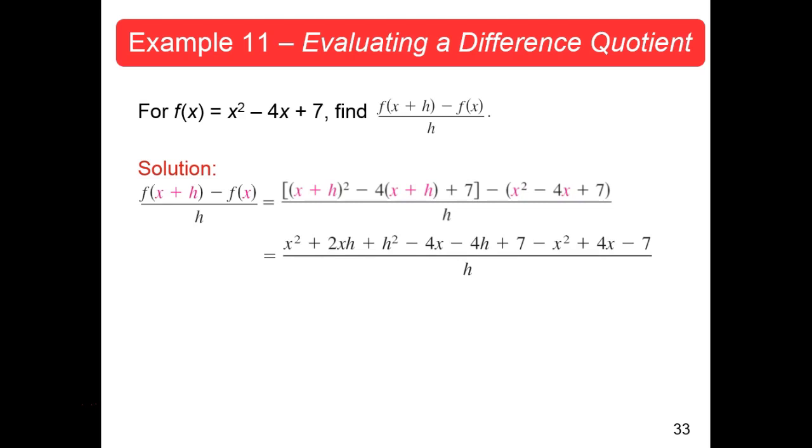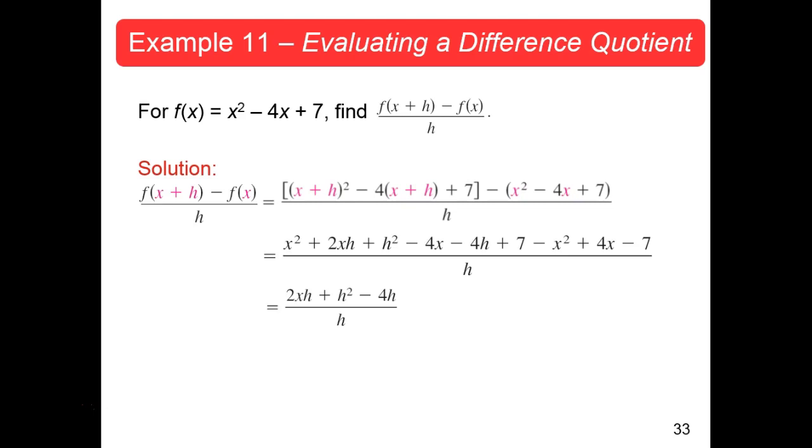Now they expand this, which is your x squared plus 2xh plus h squared minus 4x minus 4h plus 7 minus x squared plus 4x minus 7. Don't forget those minus signs, okay? The whole purpose of minus signs is to trip you up, so watch out for them. They're there to catch you. It's divided by h. So here we see we can eliminate x squareds, 4x's, and 7. They all go out, leaving you just 2xh plus h squared minus 4h divided by h.